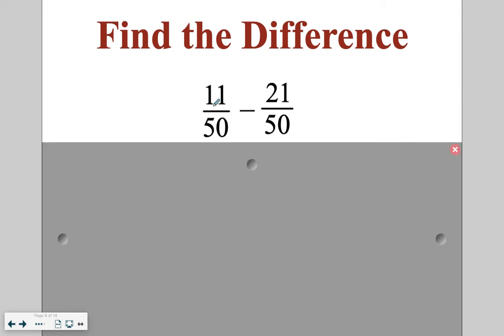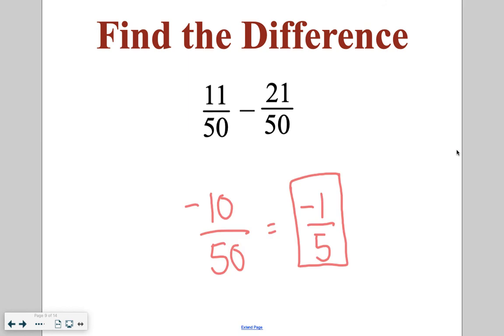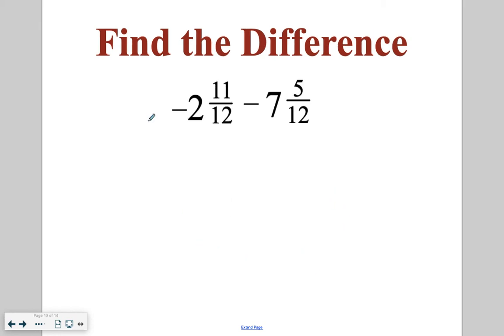Go ahead and try this one on your own. We end up with -10 over 50, which is -1/5 after we reduce. In this next example, we have -2 and 11/12 minus 7 and 5/12. So with our mixed numbers again, we start by pulling out those whole numbers. So -2 and subtract 7. That's going to give me -9.